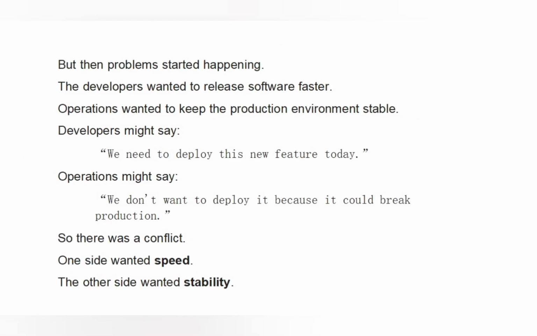But then problems started happening. The developers wanted to release the software faster. Operations wanted to keep the production environment stable. Developers might say we need to deploy this feature today. Operations might say we don't want to deploy it because it could break the production. So there was a conflict. One side wanted speed, the other side wanted stability.